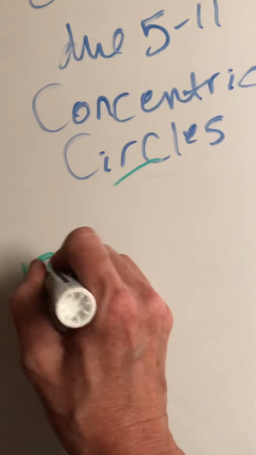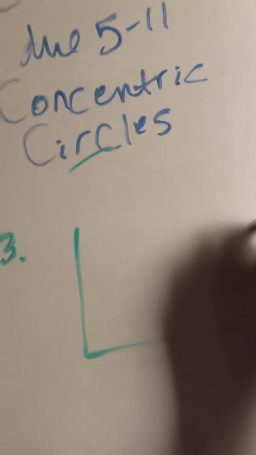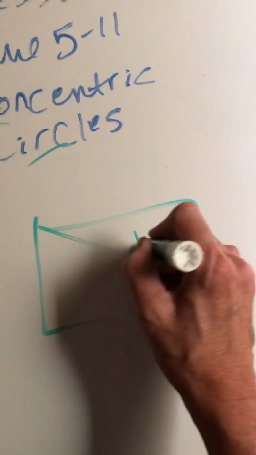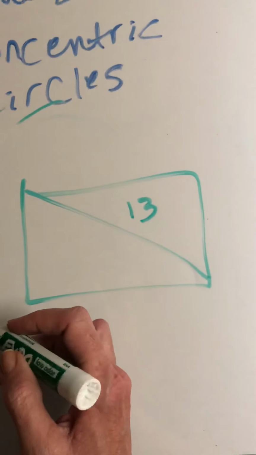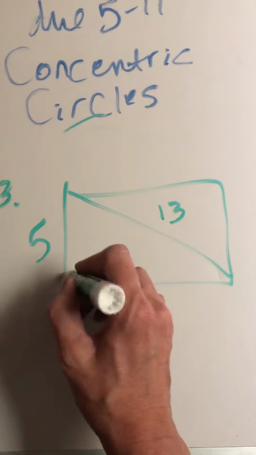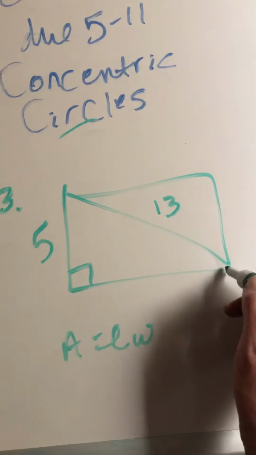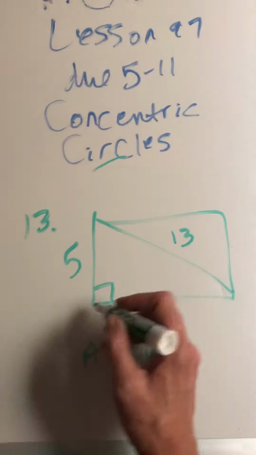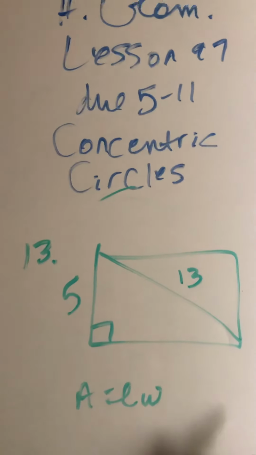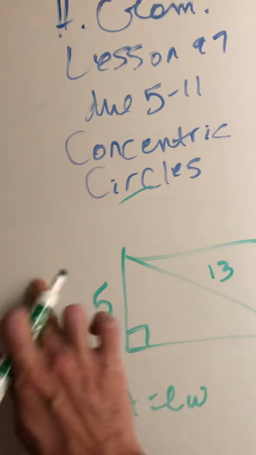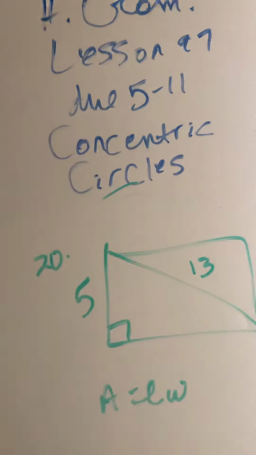On number 20, you have a rectangle that has a diagonal of 13 and one side length is 5, and you want the area. Area is length times width. So find that. A squared plus B squared equals C squared, something like that. That's number 20.